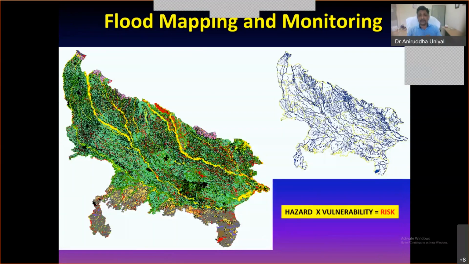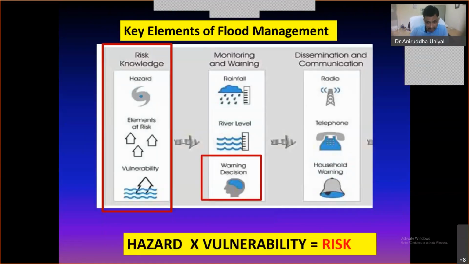Now for flood mapping as well, we can use these inputs, because by mapping the active and old floodplains of all the rivers, we can provide a very crucial input for flood hazard zonation studies. Because once we are carrying out the risk mapping, we can know the hazard, and we can know the vulnerability through remote sensing by mapping all the settlements, all the industries, all the power supply lines.